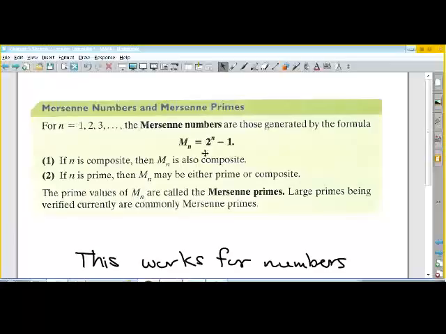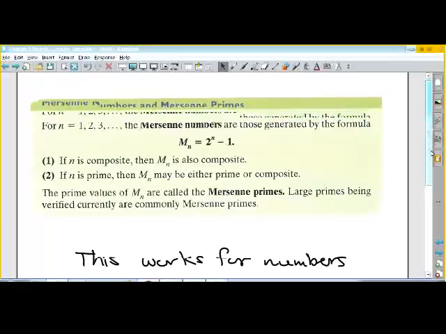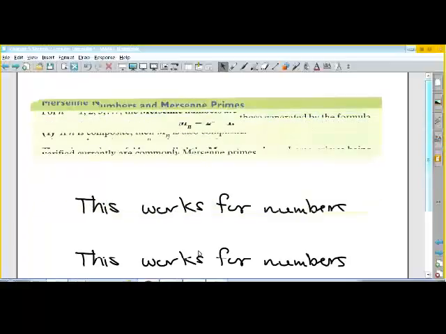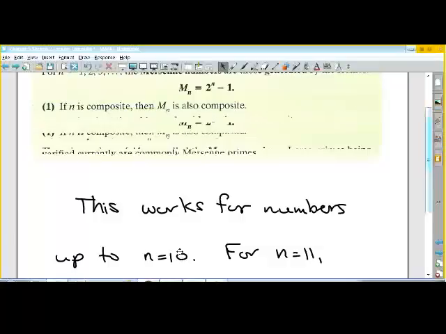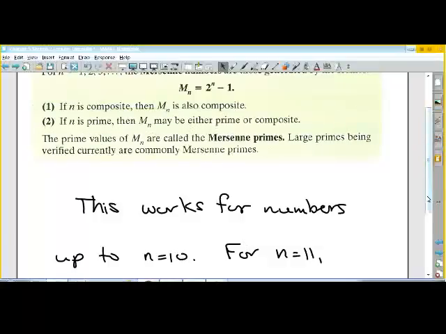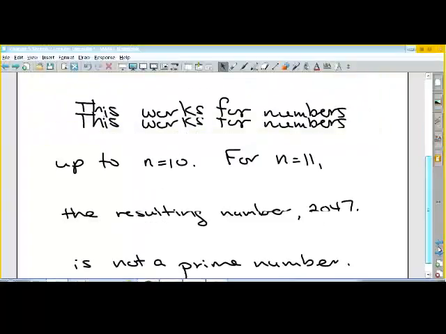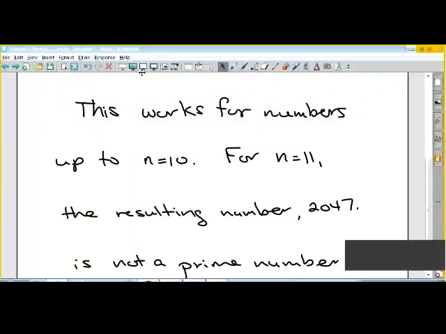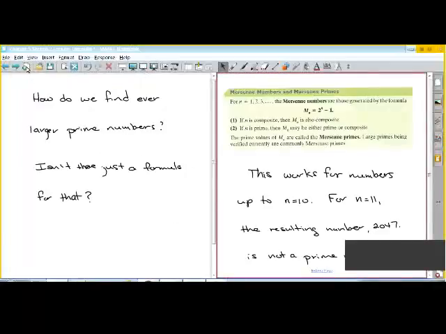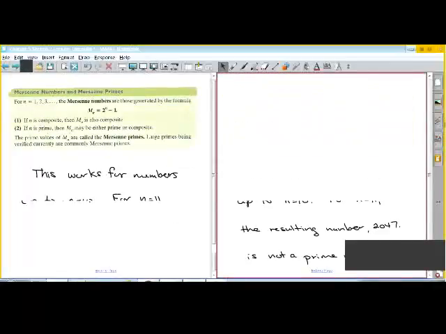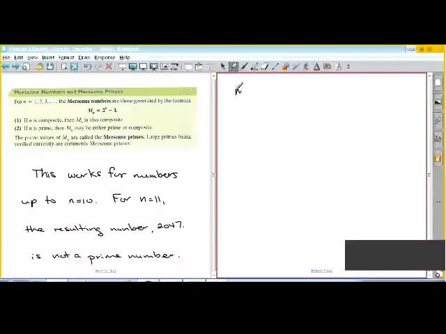But if you use a composite number here for the exponent, it's definitely going to be composite. But if you use n as a prime number, most of the time you do get prime numbers, except at certain values. So it turns out it works for numbers up to n equals 10, but it doesn't work for n equals 11. So let's put this on one page and think about what they're saying here. Let's just calculate the corresponding number for different values of n.